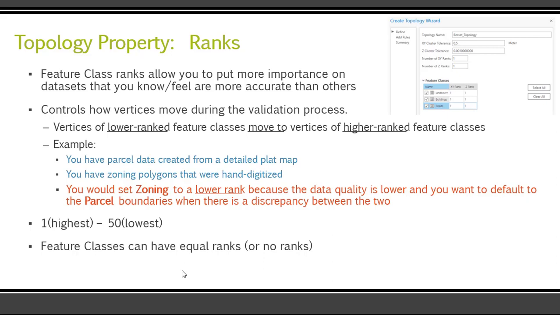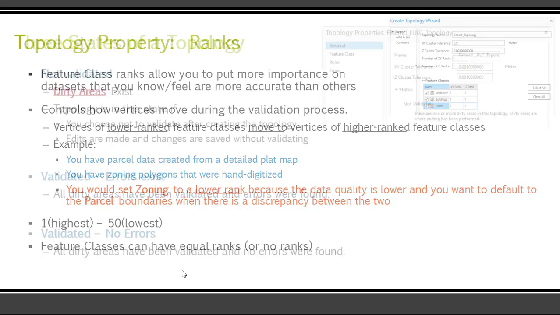That way, when anything would be going through this process and adjusting within that cluster tolerance distance, our lower ranked features are always going to move within that tiny cluster tolerance distance to be matched up with our higher ranked feature classes. For this class, we will always keep a rank of 1. There's very few situations where you actually end up using these ranks, but they do become important, like the scenario I just mentioned. So I want you to know that they exist and why they exist, but just know for class, we're going to stick with everything having an equal rank of 1.